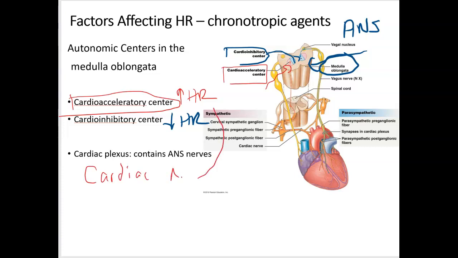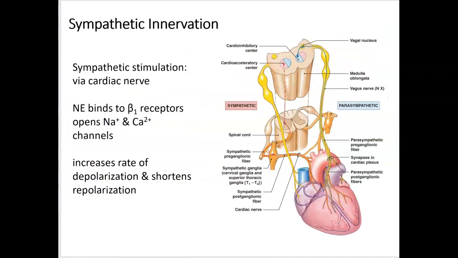So the cardiac nerve is bringing information from the cardio-acceleratory center, whereas the vagus nerve is bringing the information from the cardioinhibitory center. So we have two nerves that we'll be looking at as well. So let's look at what they do.